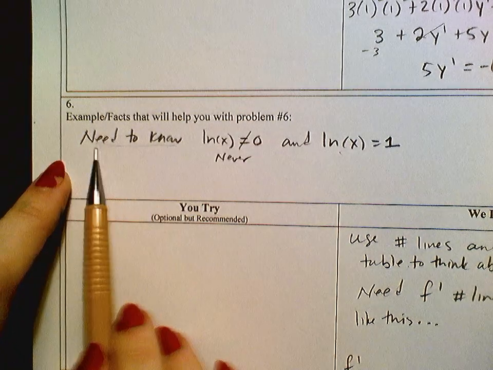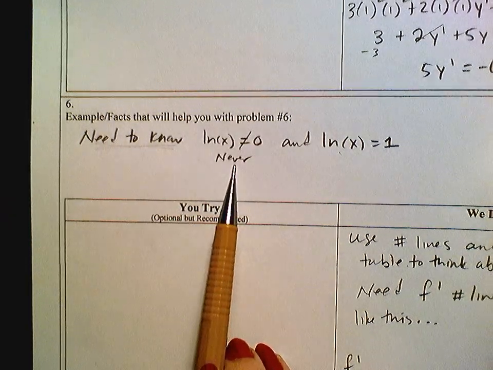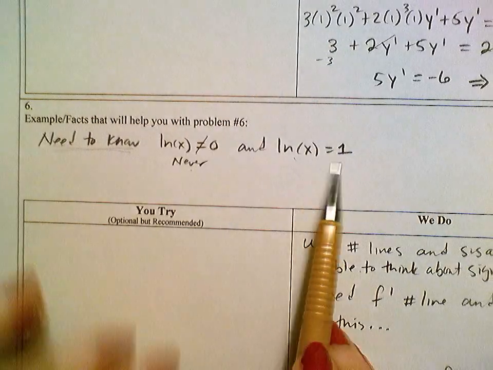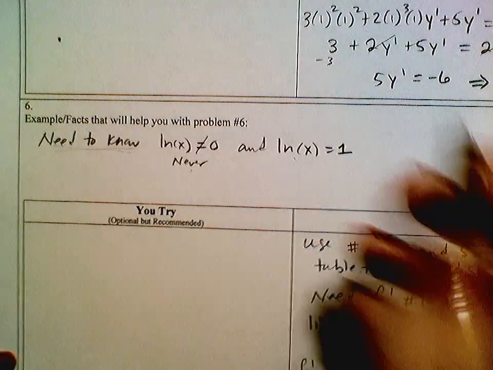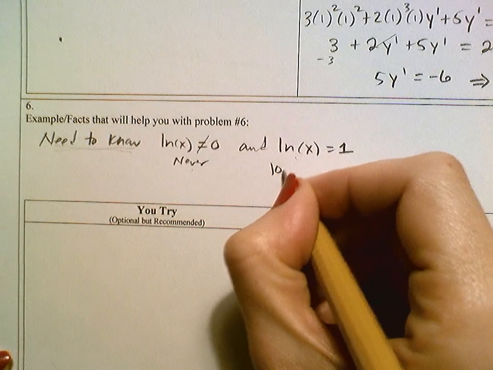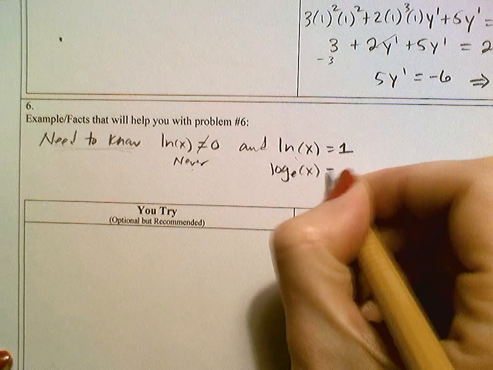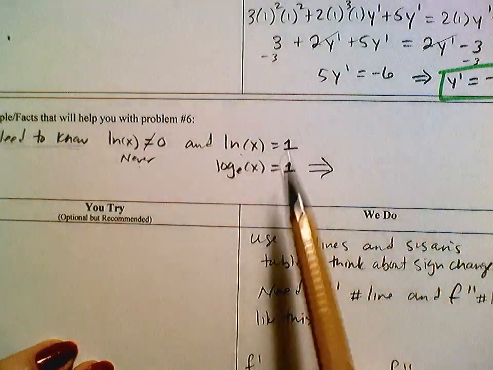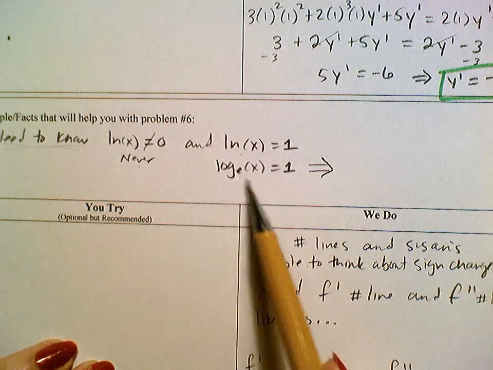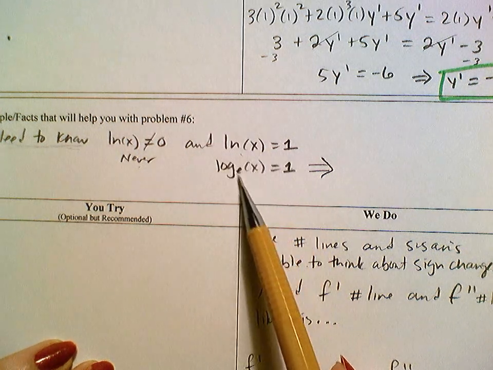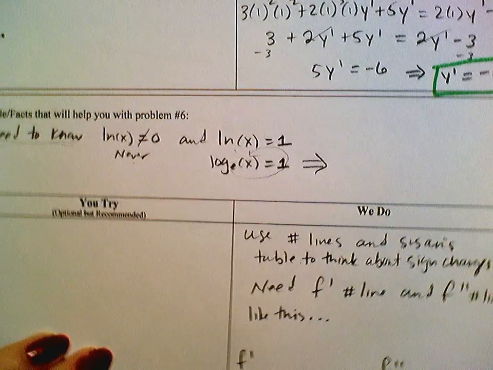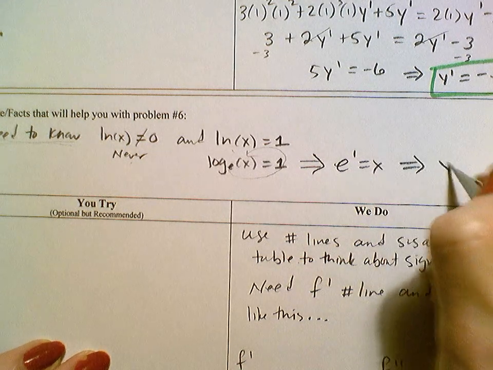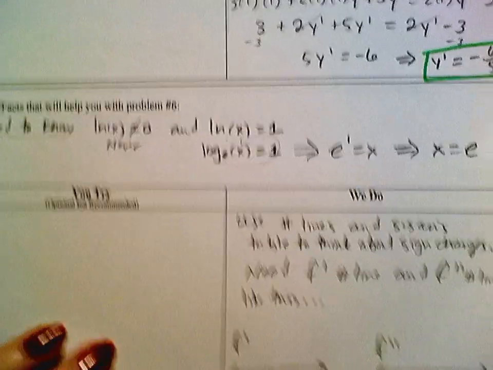Okay, this one, just some notes. You need to know this: the natural log of x will never be equal to 0. And natural log of x equals 1, let's solve that. Think about it this way: this is log base e of x equals 1. And then you roll the log, so you go e to the first equals x. So e to the first equals x, then x equals e. Okay, so that's going to help you.